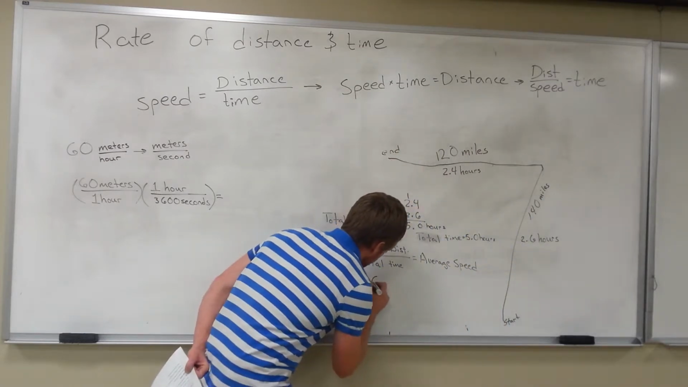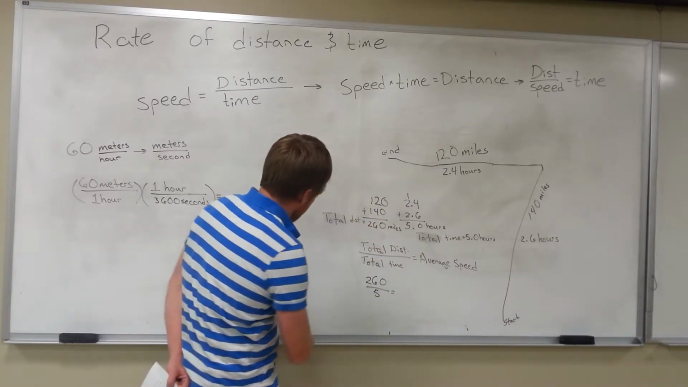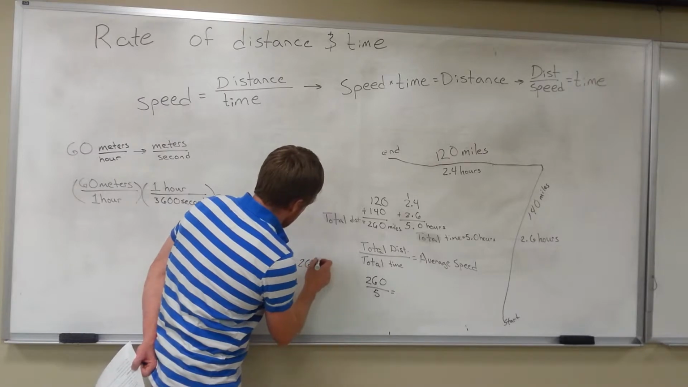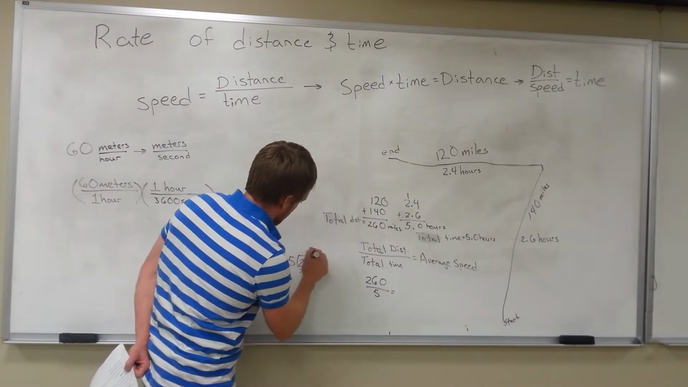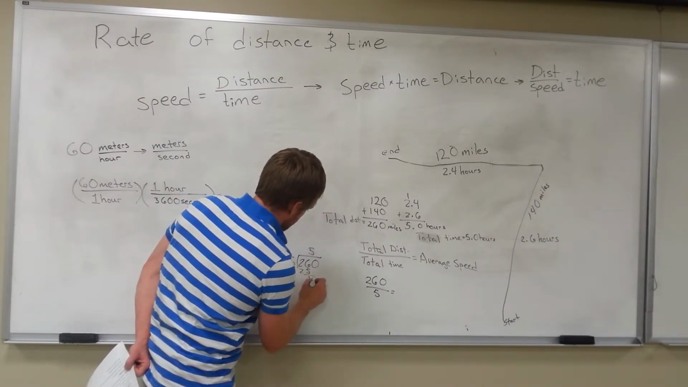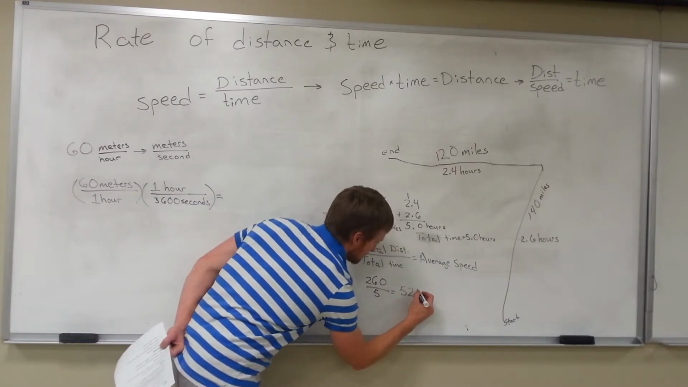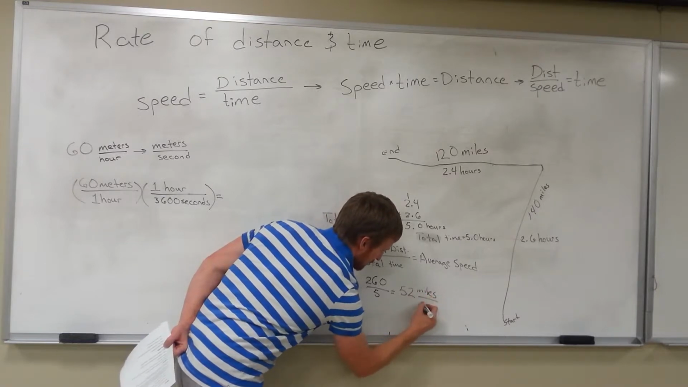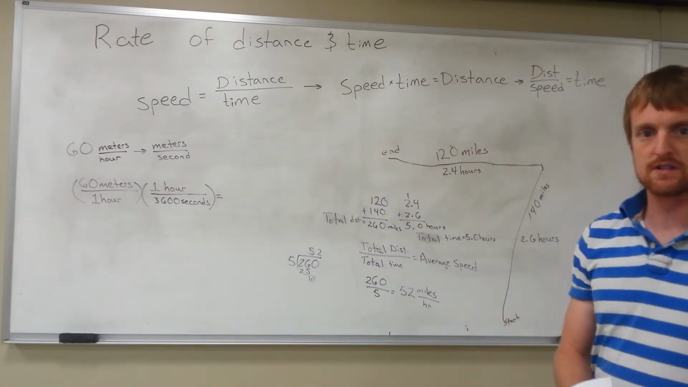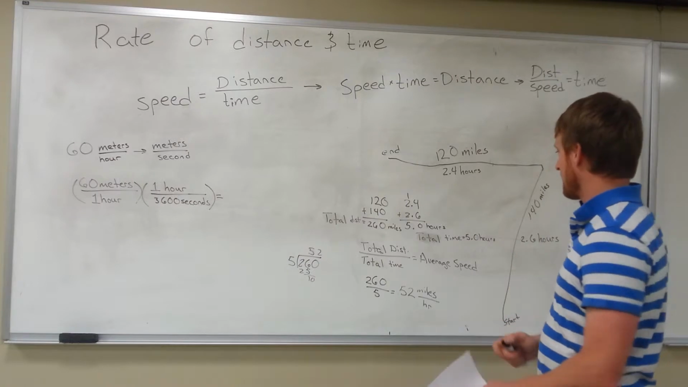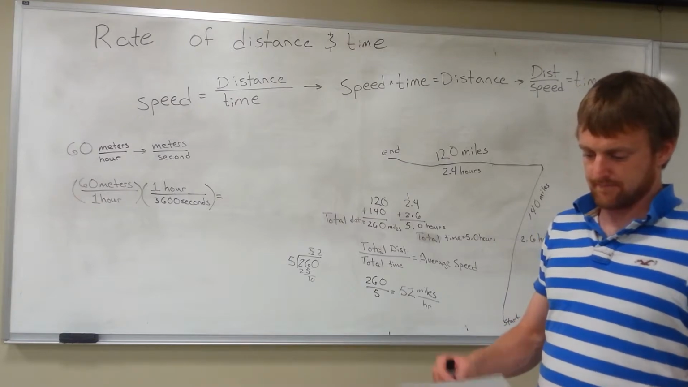260 divided by 5 is equal to, let me do that real quick. 260 divided by 5 is equal to 52 miles per hour. Okay, 52 miles per hour. It's a reasonable speed, right? So, that is exactly how you calculate average speed, all right?